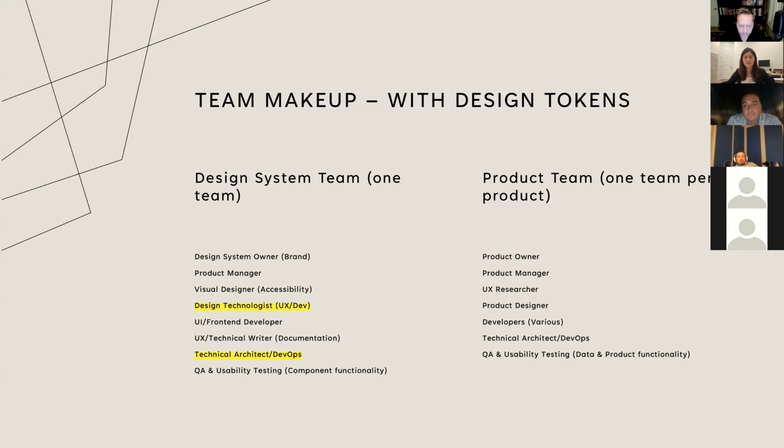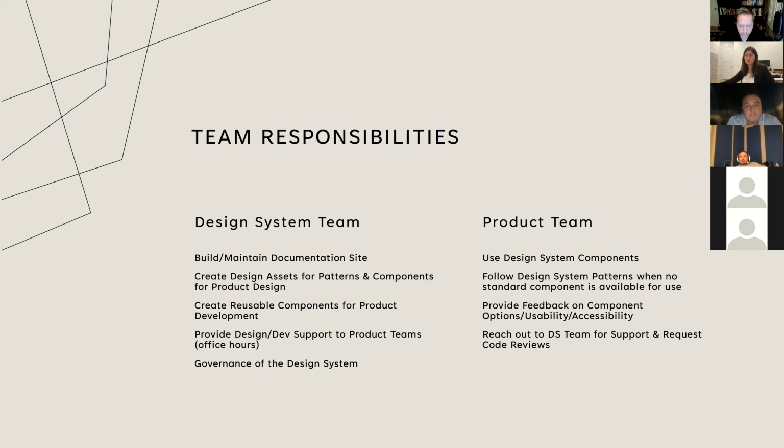Yeah. So these would be like the roles of people. These are the responsibilities. So the design system team primarily focuses on building and maintaining the documentation site, creating the design assets for the patterns and components for product design. So this would be like your Figma file that exports into a library that your product teams are using. Creating reusable components for development. So you've got developers actually building out code to create code snippets for the product teams to implement.